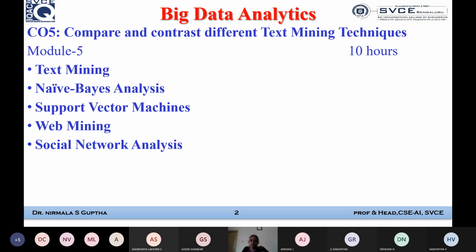So let us see how we can go about it as a first topic, based upon the objective and outcome we have discussed as the 5th outcome. We are going to cover it with these topics. After text mining, we are going to discuss naive Bayes analysis, or the naive Bayes classification technique, because we started learning classification techniques in the previous few classes. So one more classification technique we are going to learn is called naive Bayes classification, which is often used to do text mining.